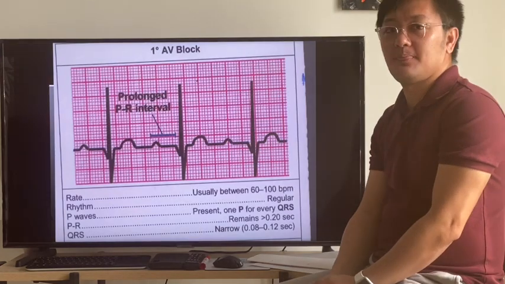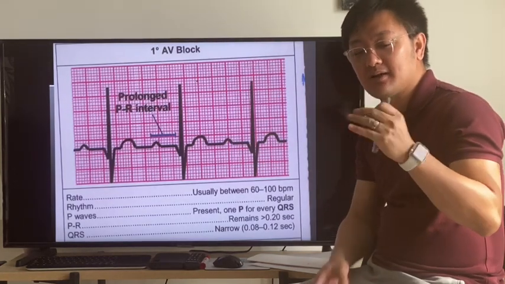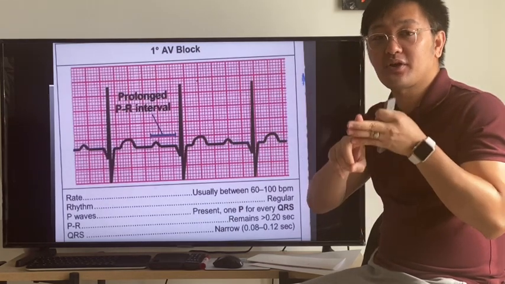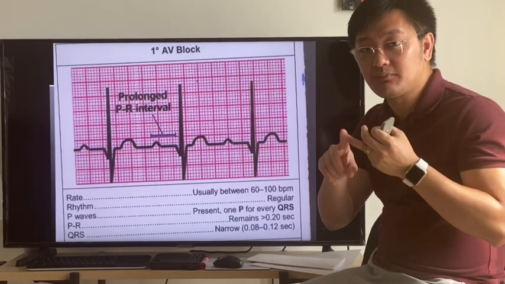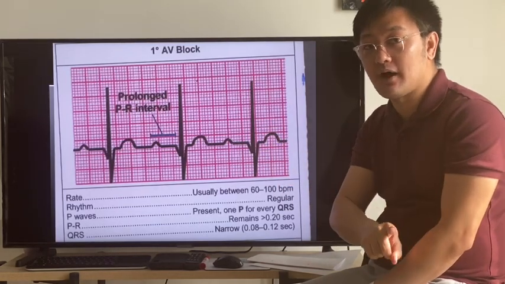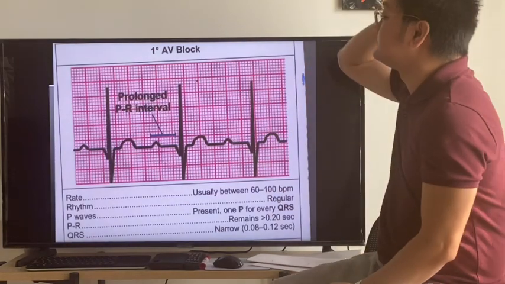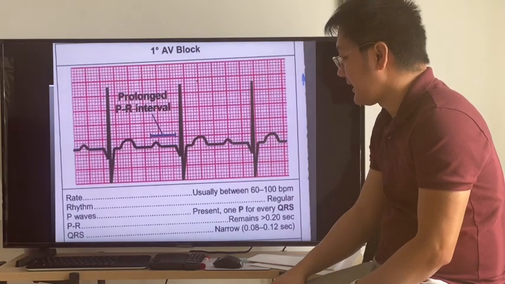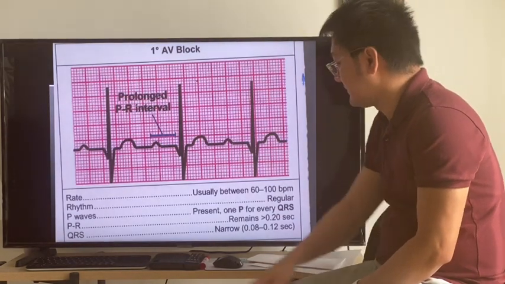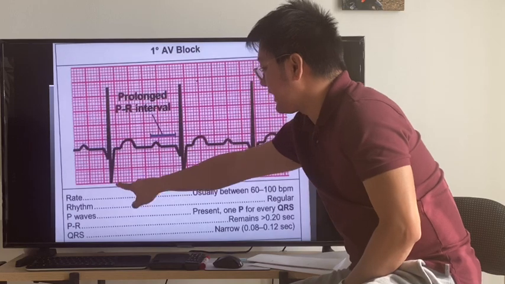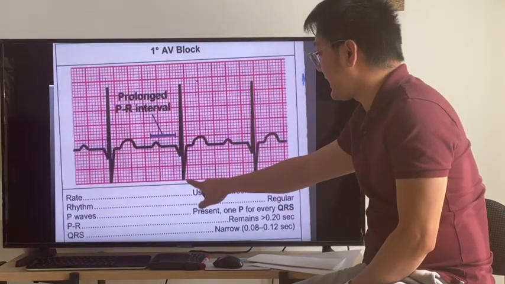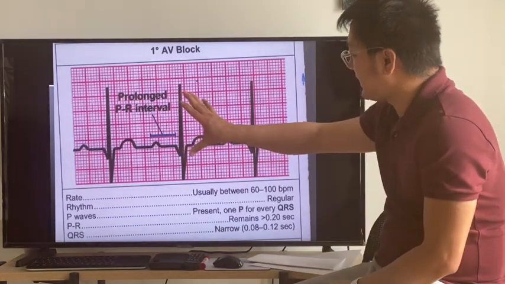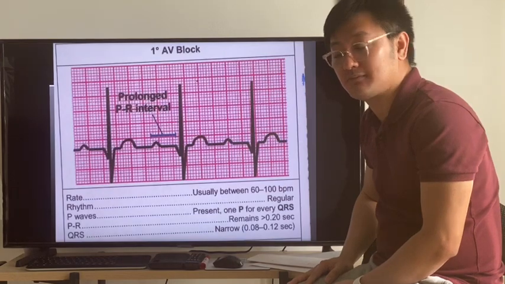Next is your AV block. So there are three common types of AV blocks: the first degree AV block, the second degree AV block, okay, and the third degree AV block. Your second degree AV block has two categories. It can be Mobitz 1 or Mobitz 2. Okay, now look at your first degree AV block. First thing to remember, look at the waves. Are the waves complete? P, Q, R, S, T. Waves are complete. By merely looking at the tracing, you know that there is rhythm, right?